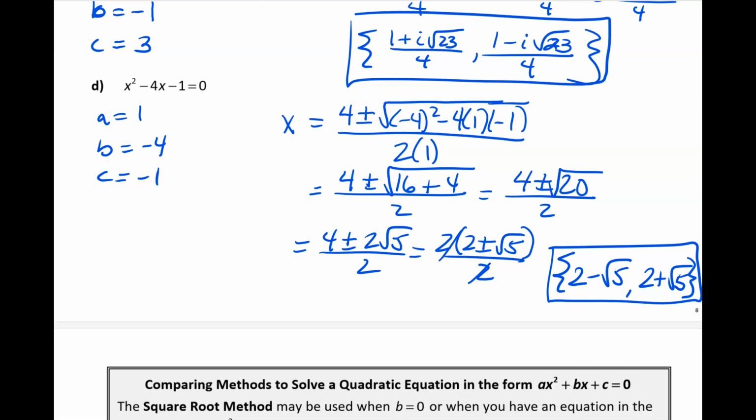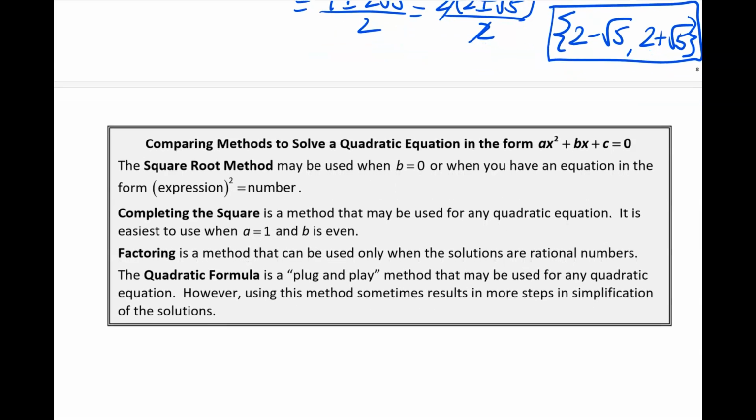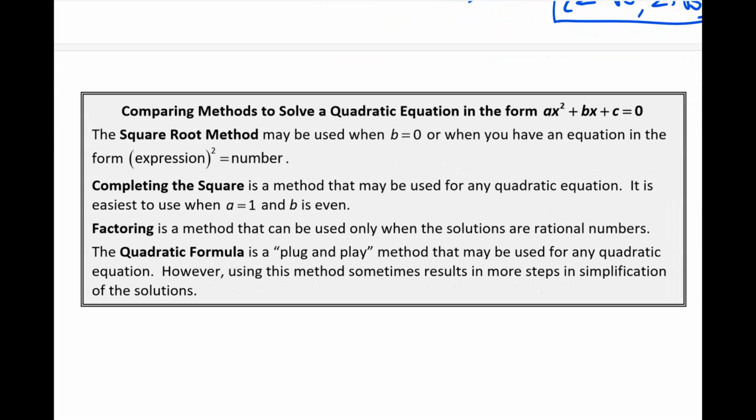So let's wrap it up by looking at all four of our methods, comparing them. We've got the square root method, which you can use if b equals 0, or if you have an equation in the form something squared equals a number. Completing the square can be used for any quadratic equation, but it's easiest to use if you already have a 1 coefficient for the leading term, that is for the x squared term, and if b is even. It's easy to divide into two equal pieces.